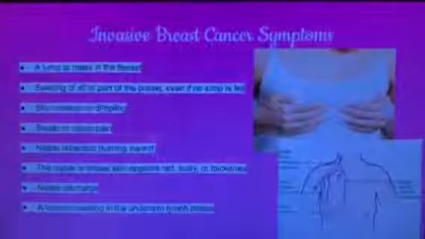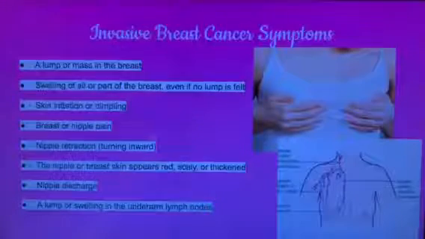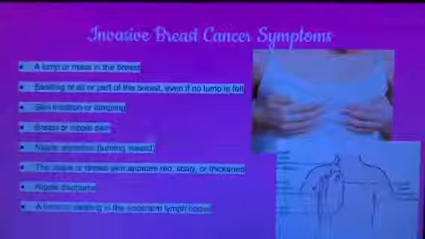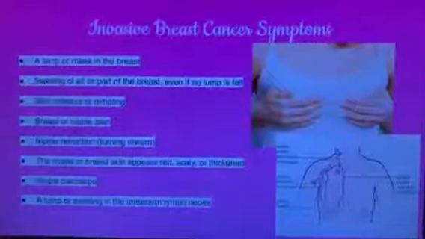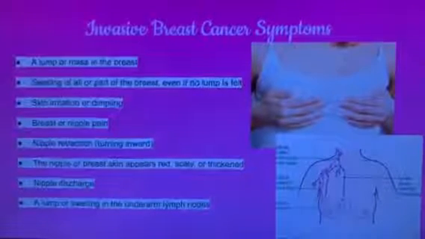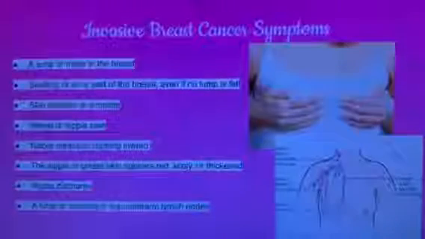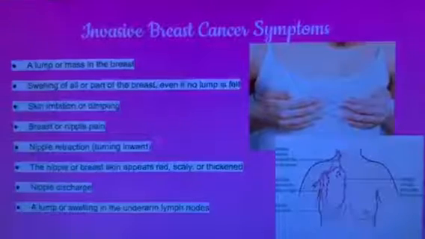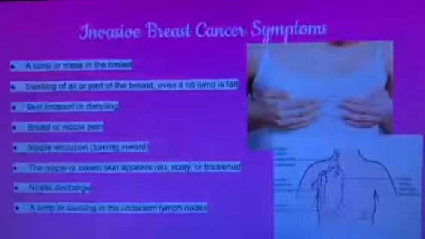Next, I will be talking about the invasive breast cancer symptoms. They include a lump or mass in the breast, swelling of all or part of the breast even if no lump is felt, skin irritation or dimpling, breast or nipple pain, nipple retraction, which means turning inward. The nipple or breast skin appears red, scaly, or thickened, nipple discharge, or a lump or swelling in the underarm lymph nodes.